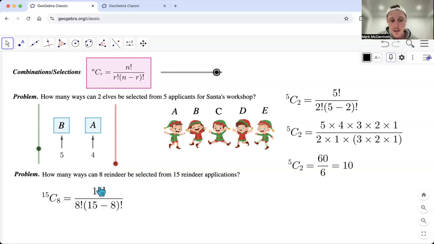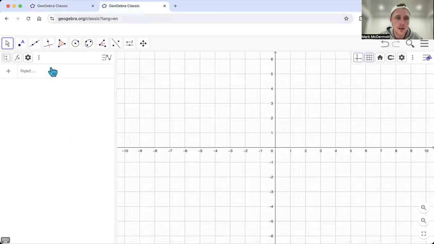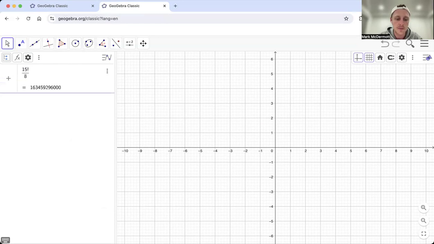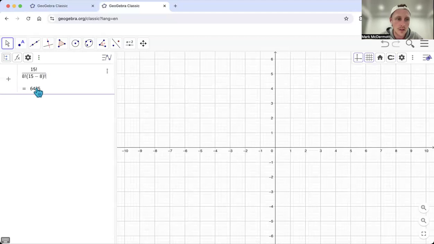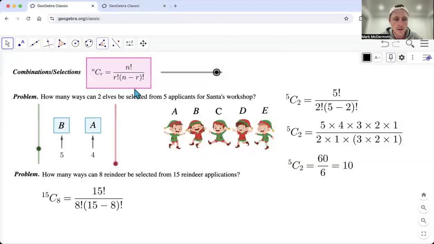So you would say 15 choose 8 is 15 factorial on 8 factorial by 15 minus 8 factorial. And I'll show you how to calculate this if you don't have a CAS calculator handy. You come over to GeoGebra, make it a fraction. We need 15 factorial over 8 factorial by 15 minus 8 factorial, which is 6,435. And lo and behold, here's one I prepared earlier, 6,435. So there is 6,435 combinations of reindeer that Santa could select for his team of 8 reindeer.